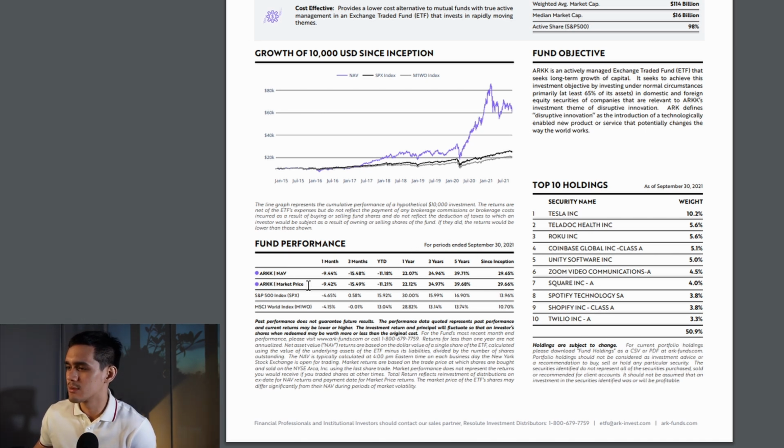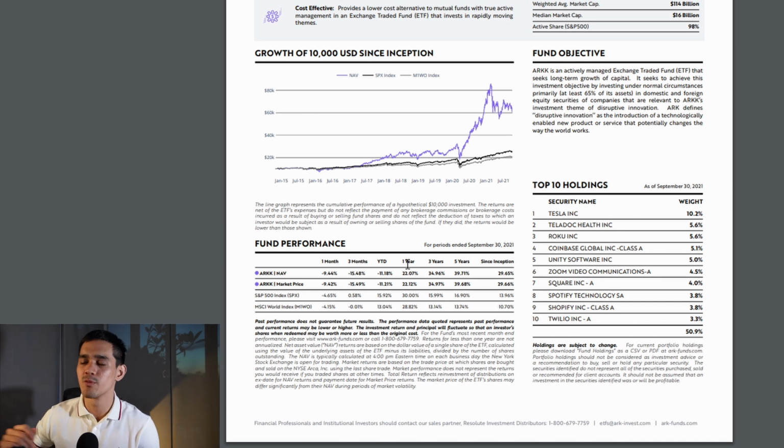So you can see here, ARK market price over the last 5 years has returned an annualized basis of nearly 40%, compared to the S&P 500 of 17% and the MSCI World Index of 13.75%. So this clearly shows that ARK has outperformed the market over the last 5 years, 3 years, whereas the last 1 year has been a bit dodgy for them.